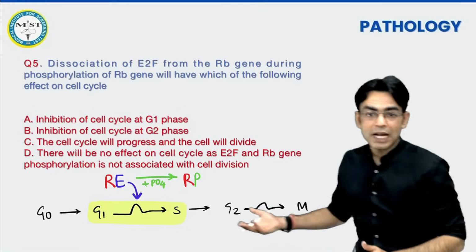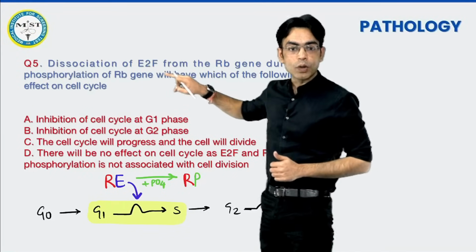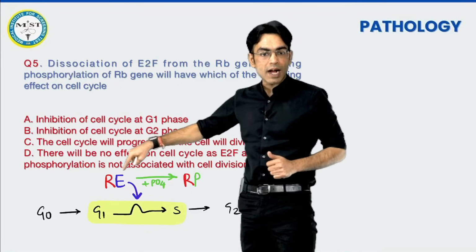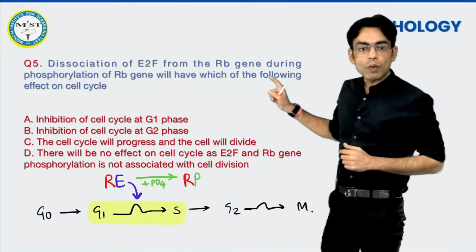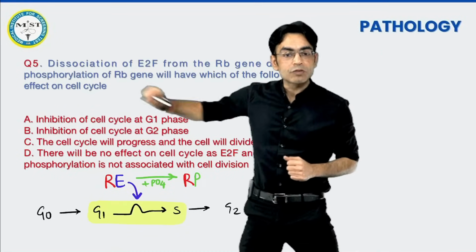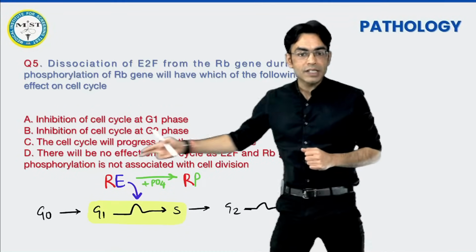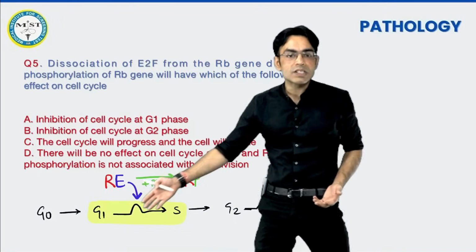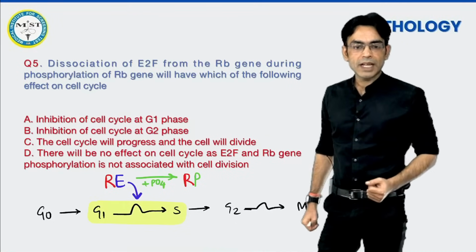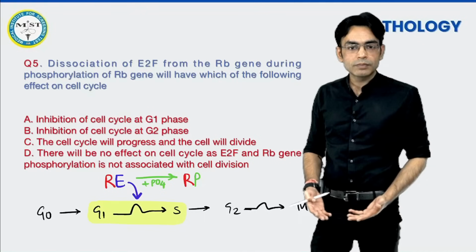So this is what has been asked, that dissociation of E2F, meaning if E2F separates from the RB gene, when does it happen? When the RB gene is getting phosphorylated. When the RB gene is getting phosphorylated, what effect will it have? The cell will start dividing and the cell cycle will continue.